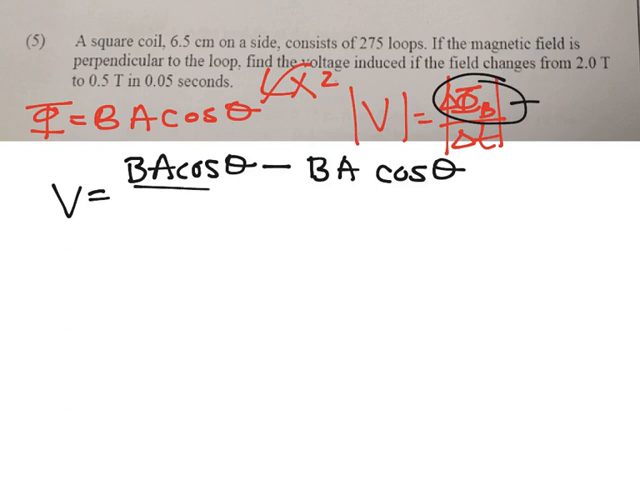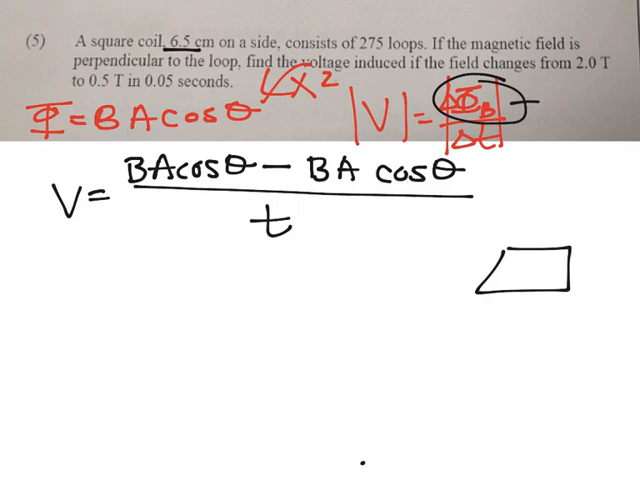So if nothing changed, your voltage would be 0, which makes sense. If there is no change, there is no voltage over your time. So this is where we want to start looking at what we have. So we have a 6.5 centimeter field, or 0.065 meter on each side. That means the other side, because it's a square, is also the same. And it consists of 275 loops.